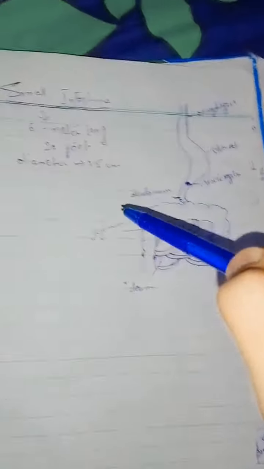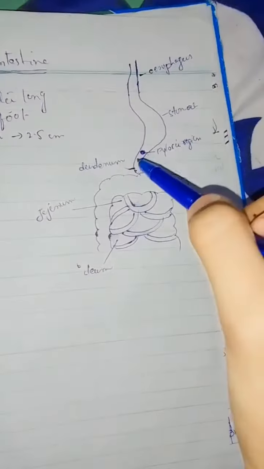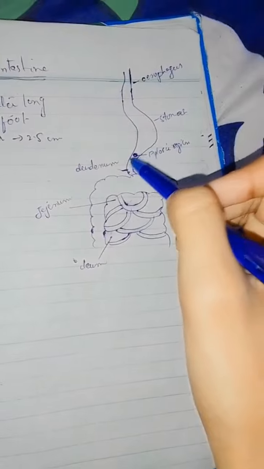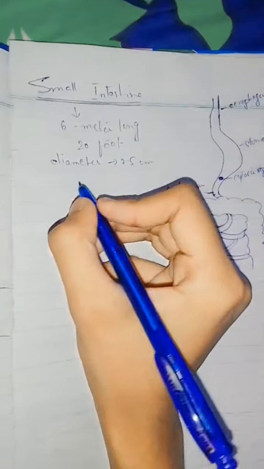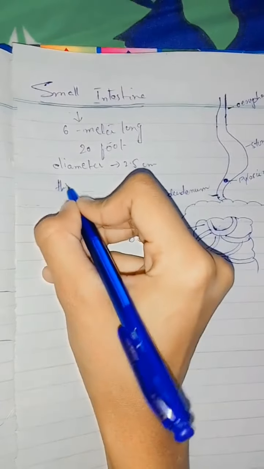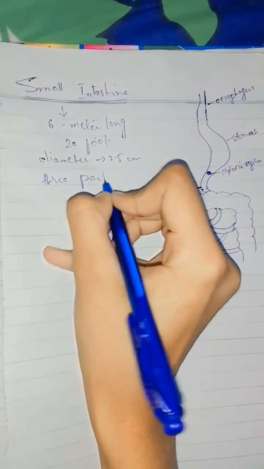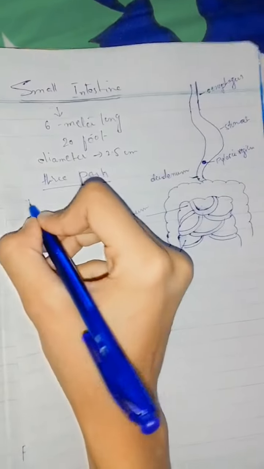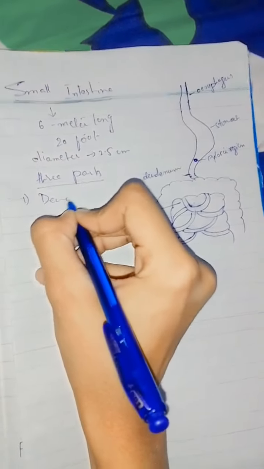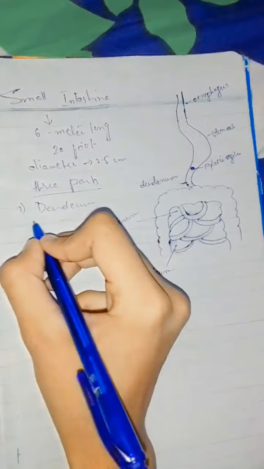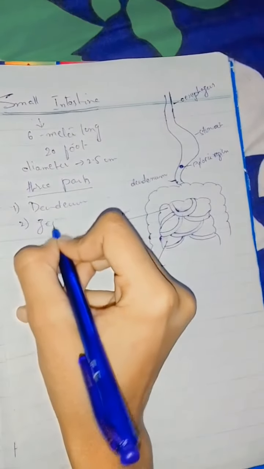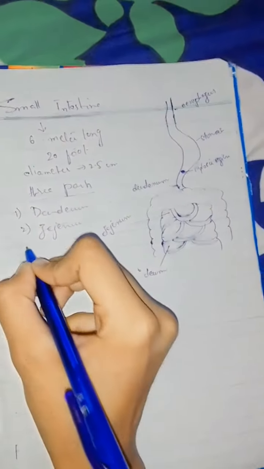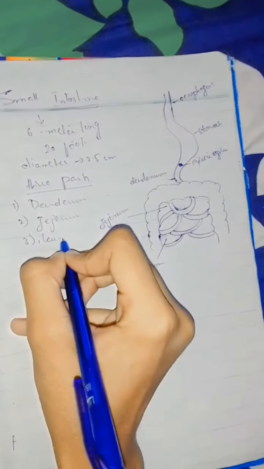So basically the small intestine starts from the pyloric region with the duodenum, and the small intestine is divided into three parts. First is the duodenum, second is the jejunum, and third is the ileum.